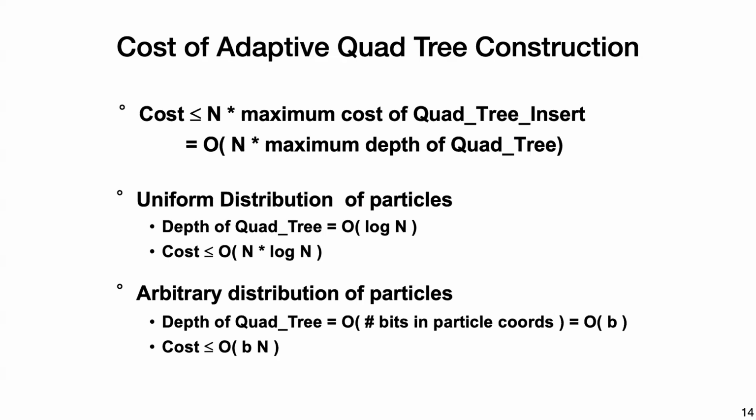So the cost of building this quadtree is proportional to n, the number of points, times the maximum depth of the quadtree, so the height of the quadtree. And if it's uniform, then the depth of the quadtree is proportional to log n, like log base 4, but that's order log. So the cost to build it is n log n. And if you have an arbitrary distribution of particles, so potentially non-uniform, the depth could be proportional to how many bits you have in the particle coordinates. And then if that is parameterized by b, then the cost to build it is proportional to b times n, where b is the maximum height of the tree.